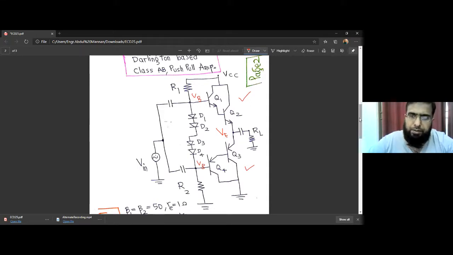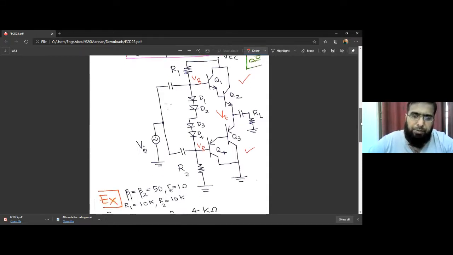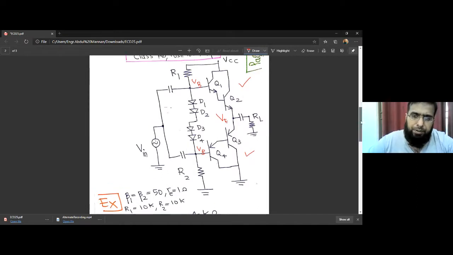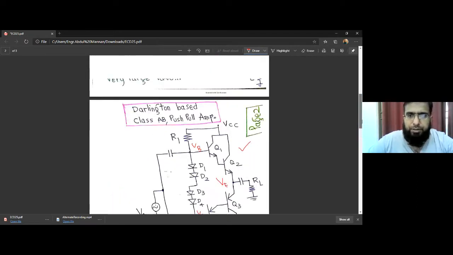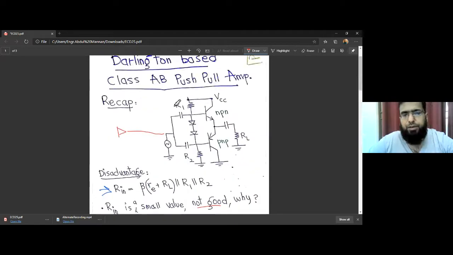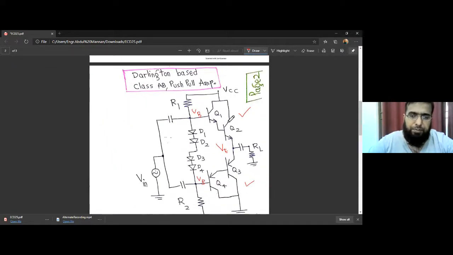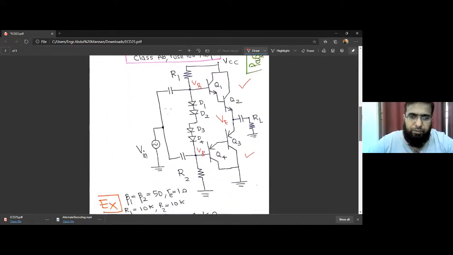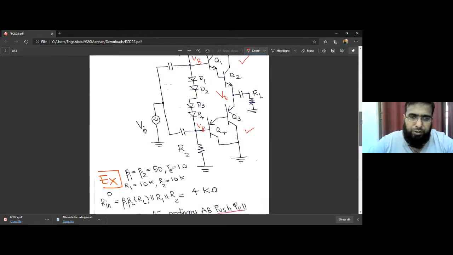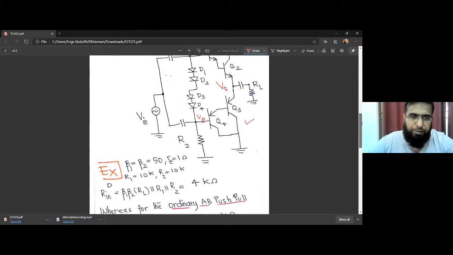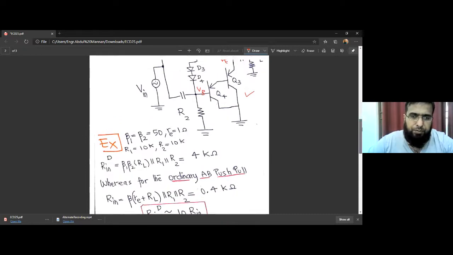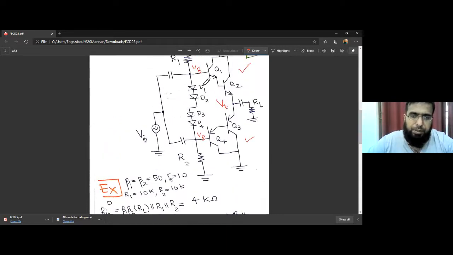The remaining circuit is the same, and let's now compare the new circuit, this one using a Darlington pair, with this old circuit, this one that is not using a Darlington pair. Actually, we want to see how much benefit we get when we use a Darlington pair. So what advantage do we have in case of Rin? What we are going to do is assume beta for each of these four transistors to be 50.